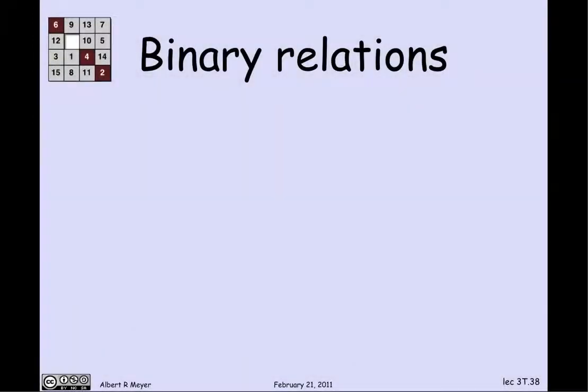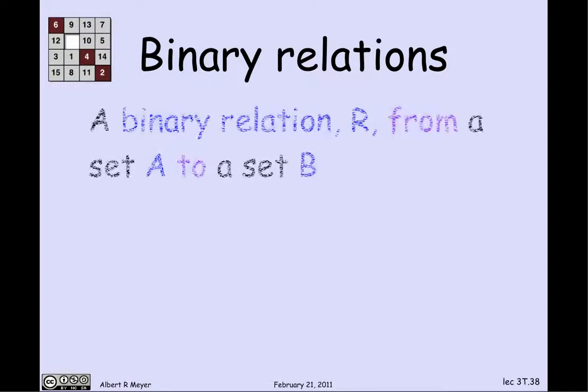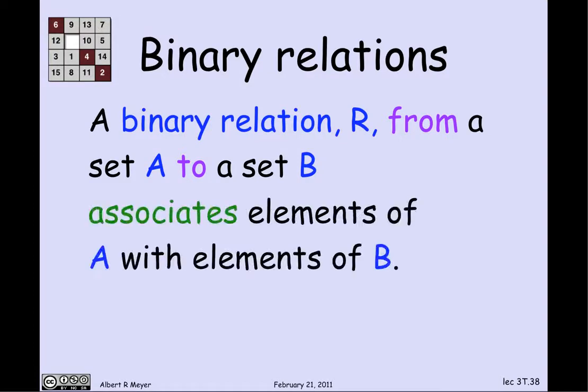Well, let's step back now and summarize what we've done by example and say a little bit about how it works in general. So as I said, a binary relation, and we'll start to be slightly more formal now, a binary relation R from a set A to a set B associates elements of A with elements of B.